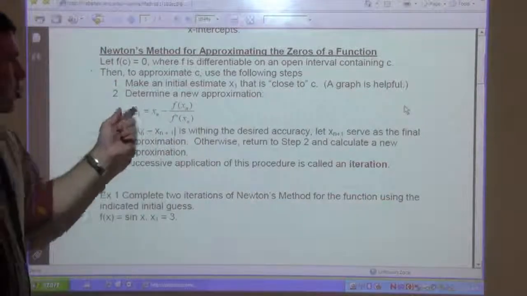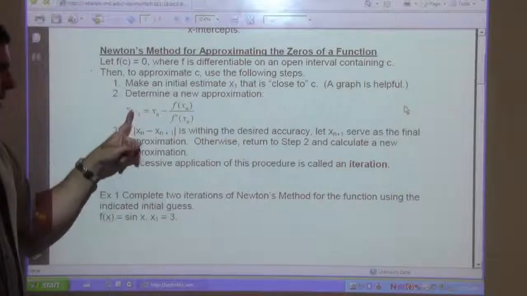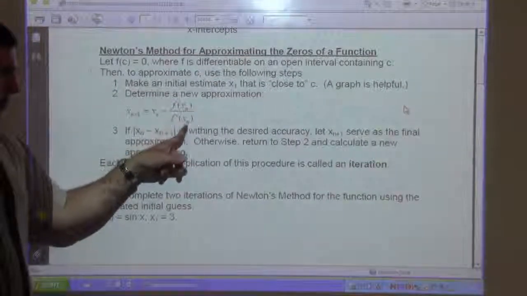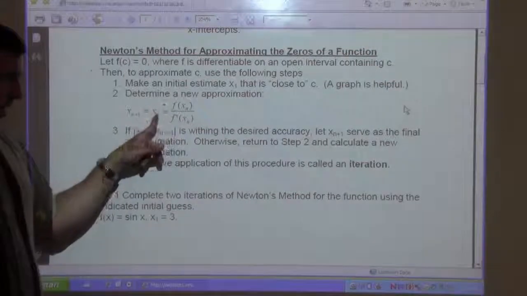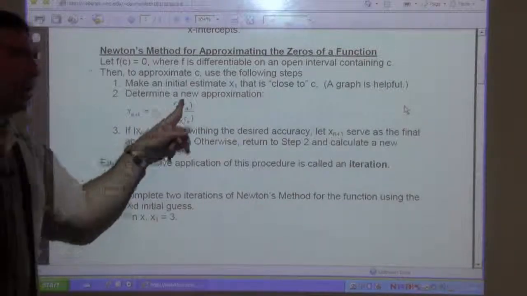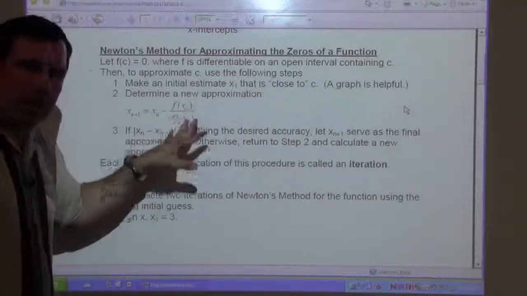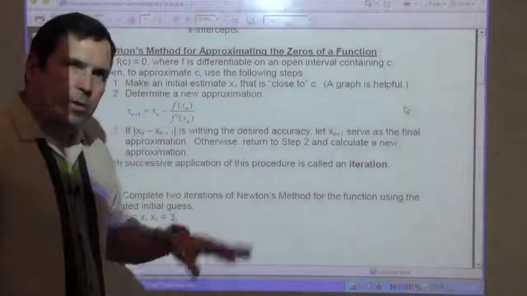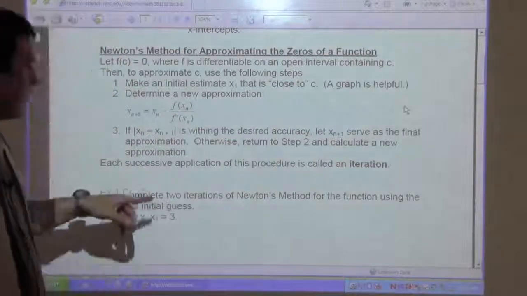A graph is helpful. Determine a new approximation. The new one is going to be the old one minus f of x over f prime of x, or x sub n minus f of x sub n over f prime of x sub n. And it's really useful to put this type of thing in the calculator and make a table. And if you'd like, I can put together a little video where we do that.